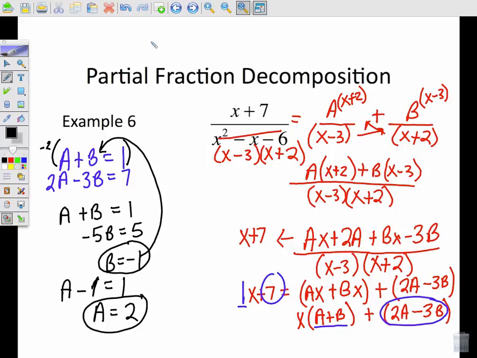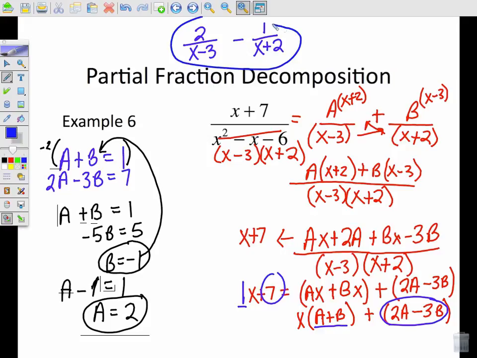So here's how we would write our final answer. I'm going to go ahead and write it on top here. A is 2, so it's 2 over x minus 3. And b is negative 1, so I can do minus 1 over x plus 2. And there you have it. This is the solution here. This is how we can do the decomposition, which means to take the expression and break it into the addition or subtraction of fractions.